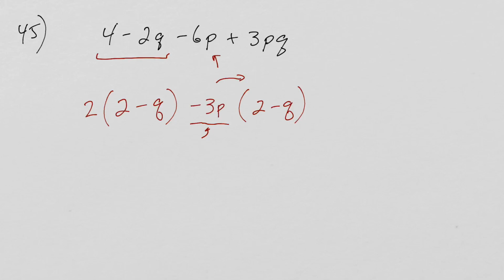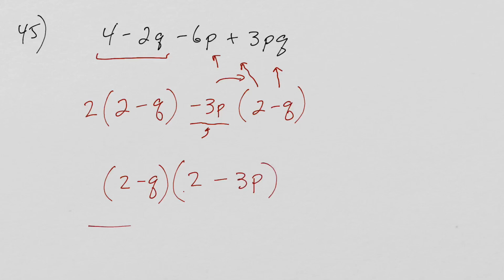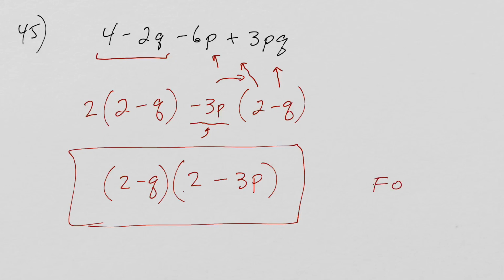Double check that both terms work. Negative 3p times this is that. Negative 3p times negative q is a positive 3pq. So this works. My common factor is a 2 minus q. So I pull that out, and I'm left with 2 minus 3p. If you're not sure that this is done correctly, just take the time, especially on a test, to FOIL this and make sure that you get back to the original. Once you FOIL it, your terms may be a little bit out of order, but they should all be there with the correct signs.